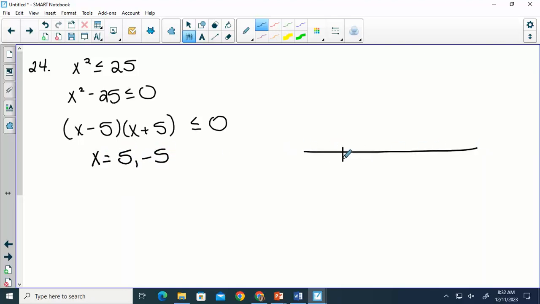So if we think about this graph, that's when it's equal to. We had x squared minus 25, so that's just our parabola opening up. We wanted less than 0. So less than means under the line. Equal to means bracket, so that would be -5 to +5.